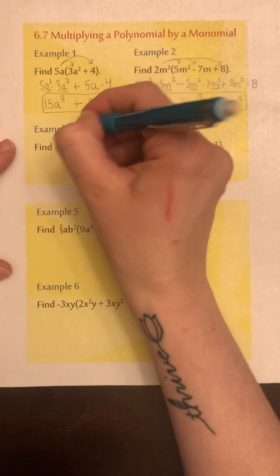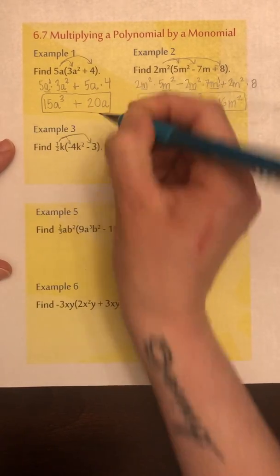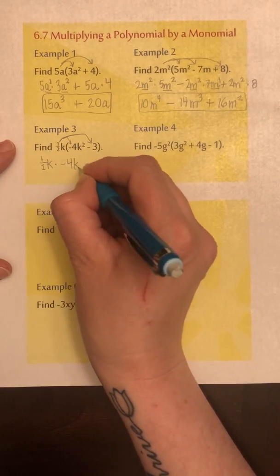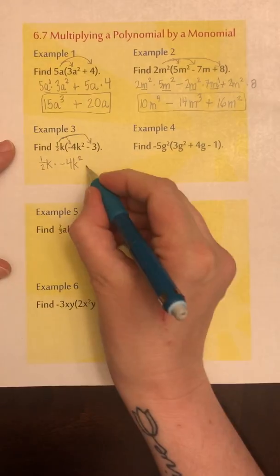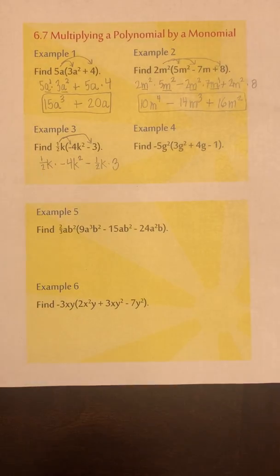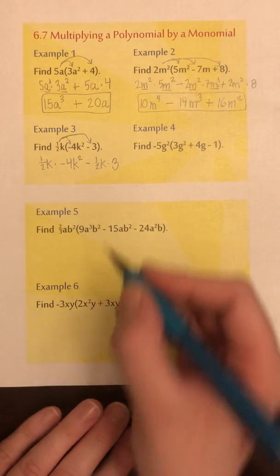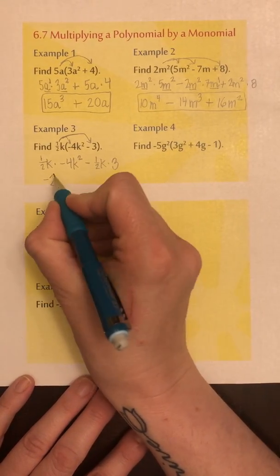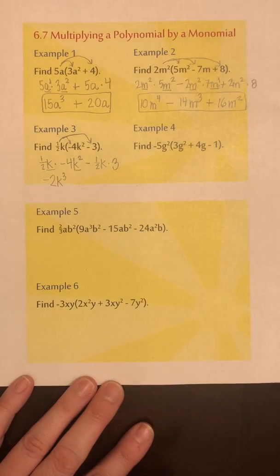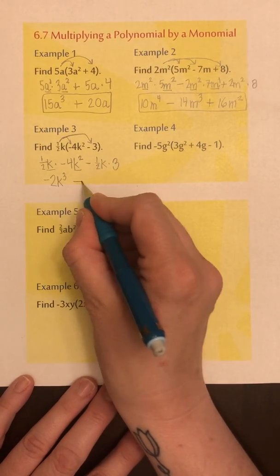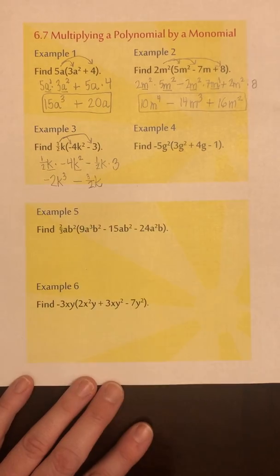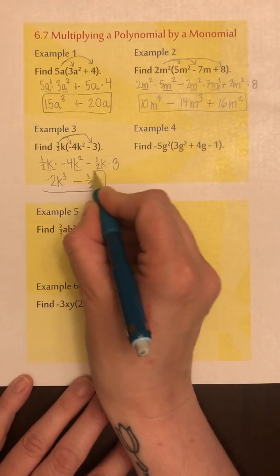Okay, same thing for the next one. So I'm going to do 1/2 k times negative 4k squared minus 1/2 k times 3. All right, 1/2 times negative 4 is negative 2. And then I have the same base of k, so keep it, add the exponents. So I'm going to get negative 2k cubed minus 1/2 times 3 is 3/2. And then keep the k. They do not have the same exponent, and so we are done.